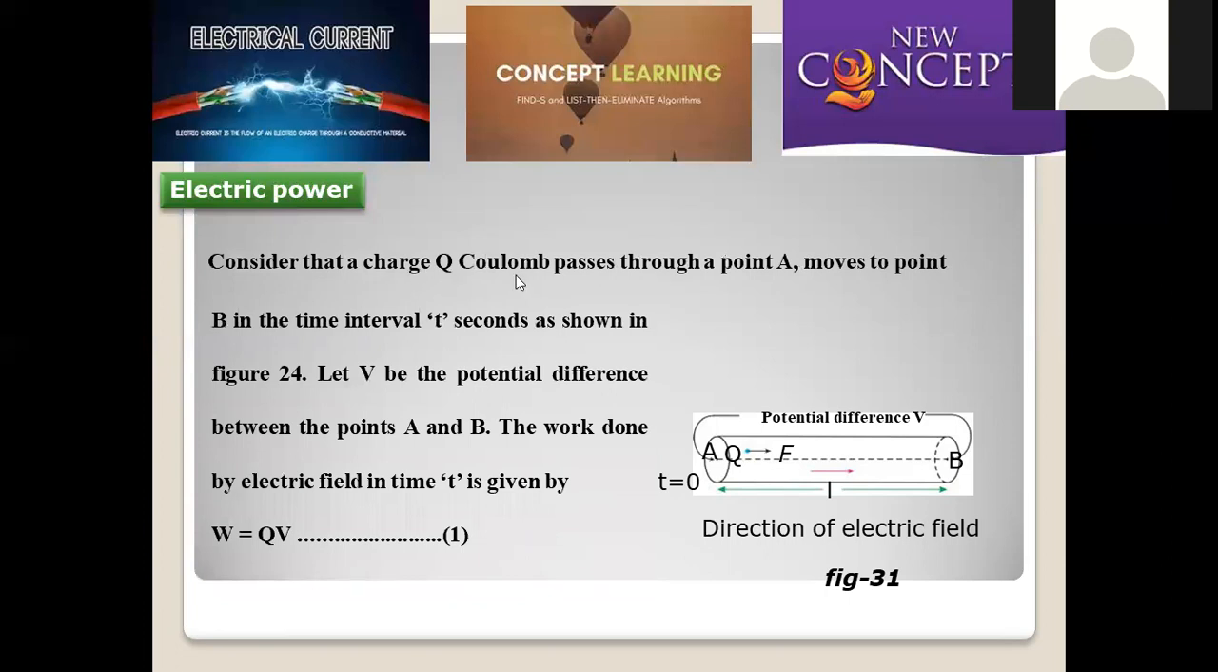Consider charge Q, measured in coulombs, which passes through the point A and moves to the point B in the time interval of t seconds, as shown in this figure. Here we start from point A and move to point B, and while moving we take a time of t seconds. The initial time, when we start, will be 0. In order to reach point B, we need some seconds, for example 10 seconds. That means t is equal to 10 seconds, right?